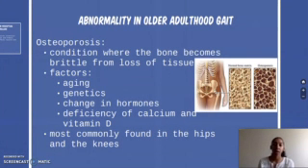So an abnormality in older adulthood gait would be osteoporosis, also known as osteoarthritis. It's the condition where the bone becomes brittle from loss of tissue. Factors causing that would be aging, genetics, change in hormones, deficiency of calcium and vitamin D. And they are most commonly found in the hips and knees. As we know, these are the main joints that are used in walking. The hip is very important, and the knees. We need those for the flexing, the stepping, the striking, which all takes place in the hip muscles and bones and joints.